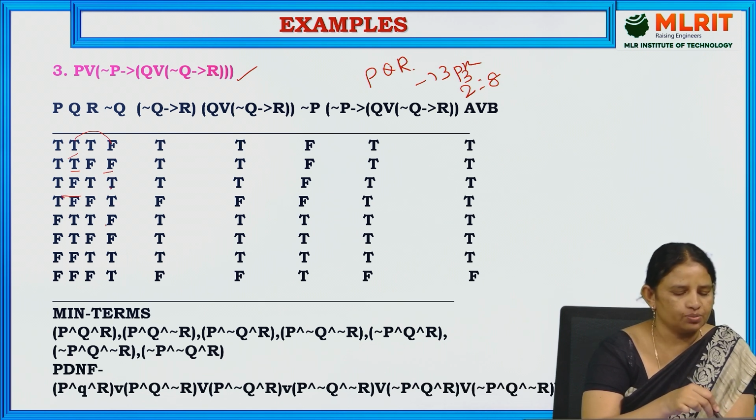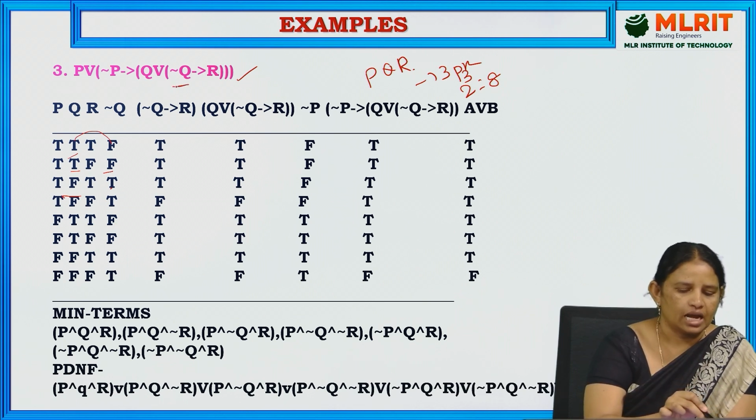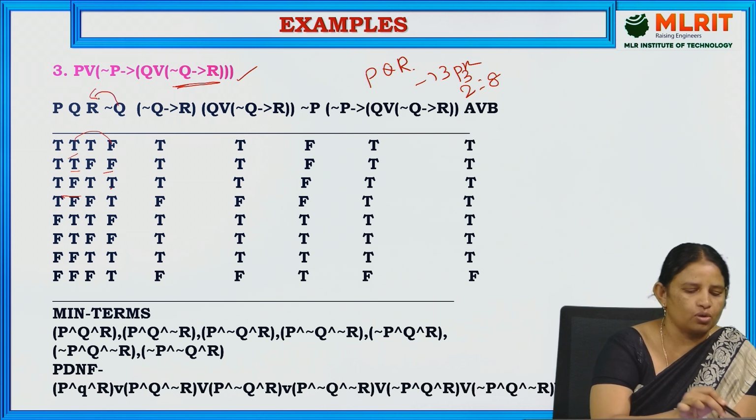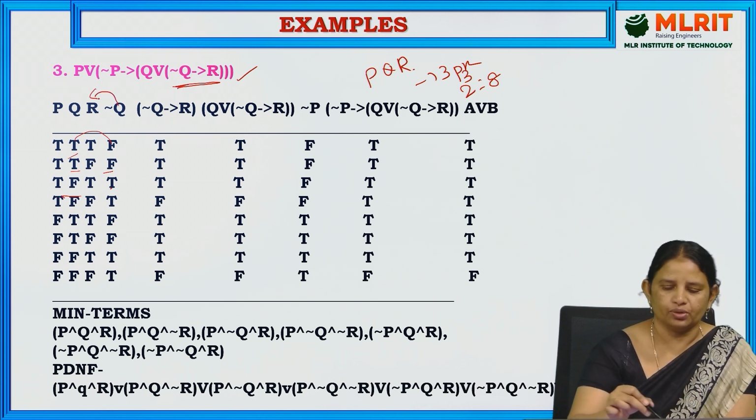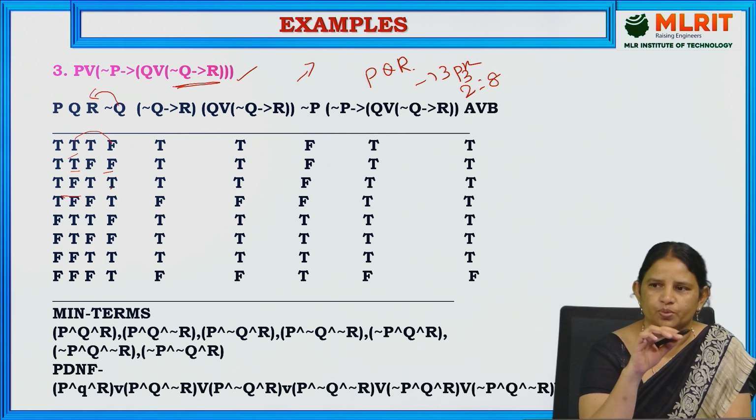Take the negation, meaning the opposite of Q: negation Q. Once that is done, again take negation Q implies R. That means negation Q conditional R returns false if the first proposition is true.